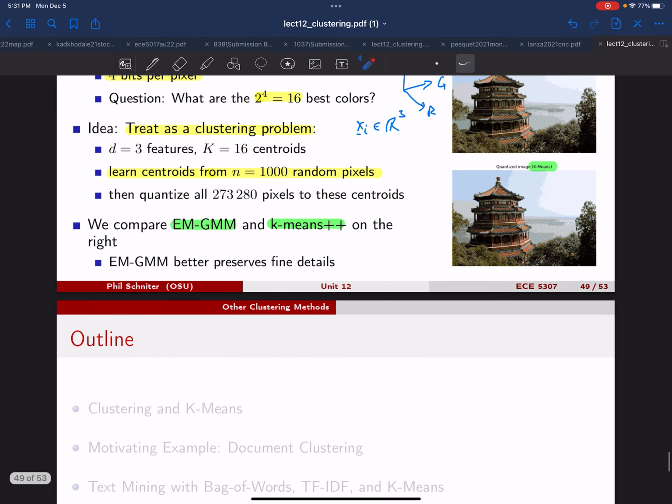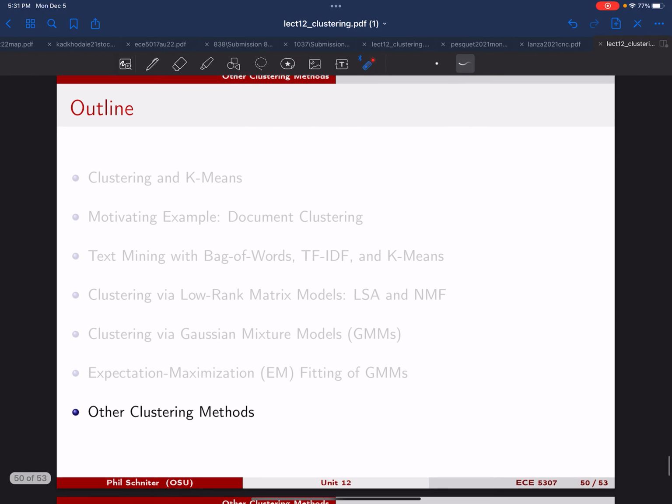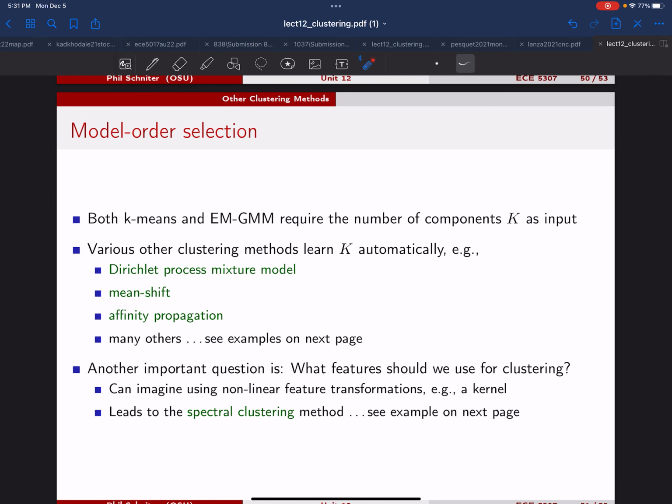Okay, so that concludes our treatment of GMMs and expectation maximization. Just a couple more slides left. One thing we haven't talked about at all is this model order selection problem, in that both k-means and EM-GMM require that the user specify how many components you would like to cluster. Now, you could say that that's a weakness because maybe in practice we don't know how many clusters we would expect. So there are other clustering methods that do learn that number automatically.